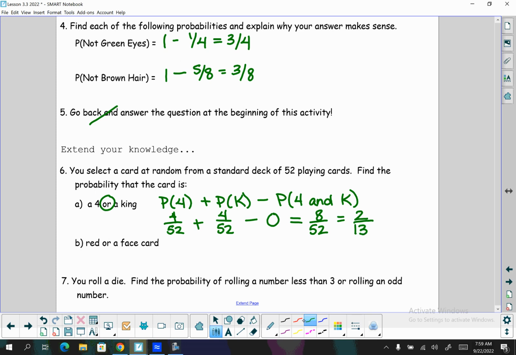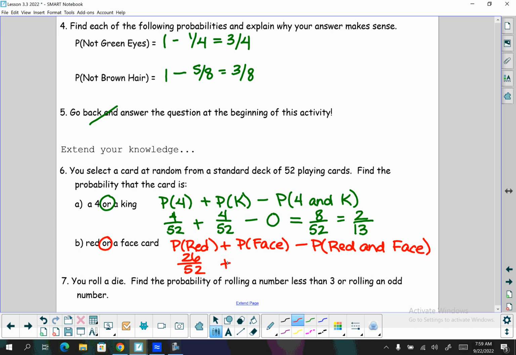Red or a face card. Okay, so using the formula, probability that it is a red plus the probability that it's a face card minus the probability that it's red and a face card. How many red cards are in a deck of cards? Half of them, 26. Perfect.